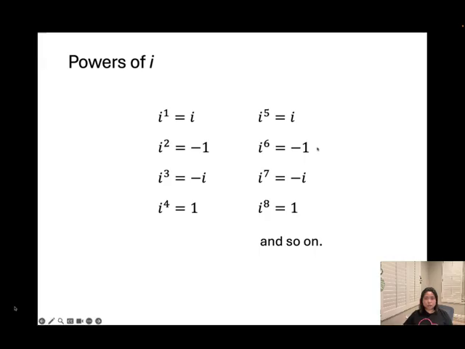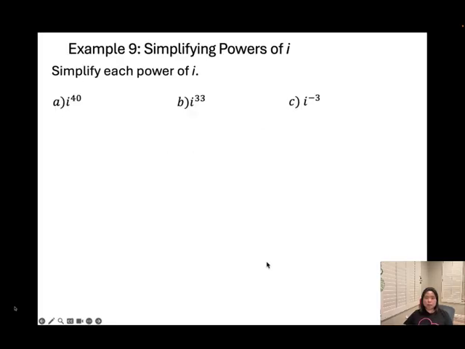Okay, powers of i. You know i to the first power equals i. i squared is equal to negative 1. If I multiply by i again, you're going to get negative i. Negative i times i will be negative i squared, which is going to be positive 1. You could keep multiplying by i to see what the next one is. And I want you guys to try to simplify each power of i. I'm going to teach you how to do it.